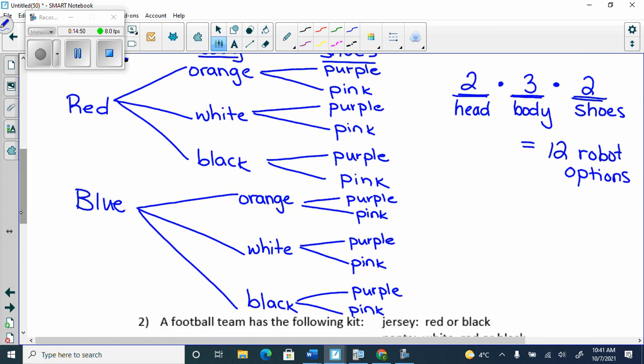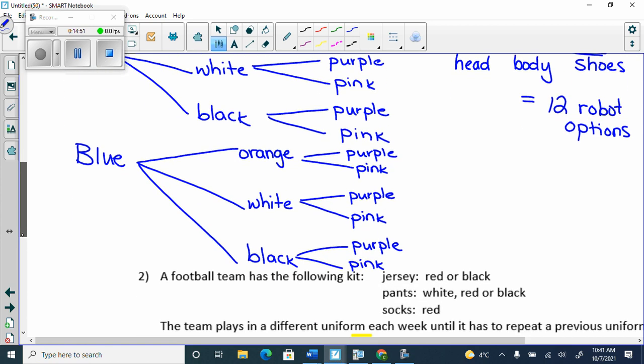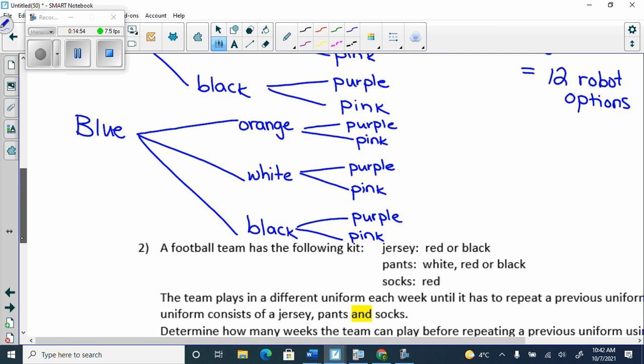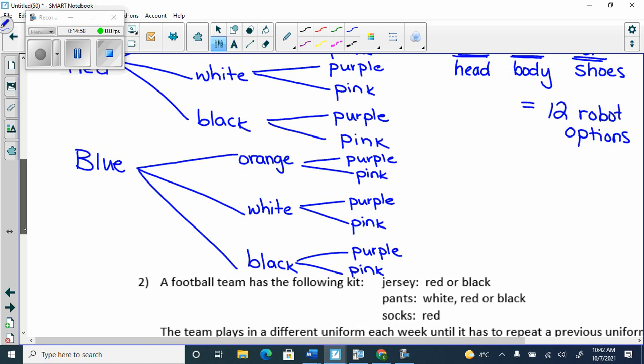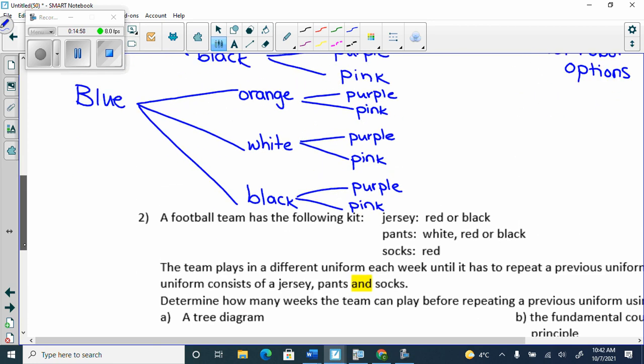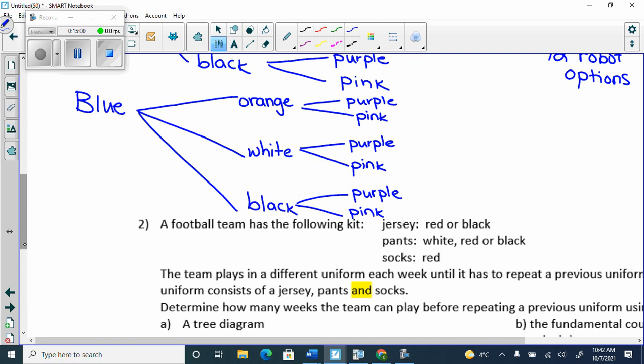So you guys are going to try number 2. Number 2 is a jersey, pants, and socks. So what am I going to do? I'm going to go jersey, pants, and socks. Jersey along the top, list my options with spaces. Pants along the top, off of that one. Socks, one little tick coming out as red. Okay? You guys are trying number 2.